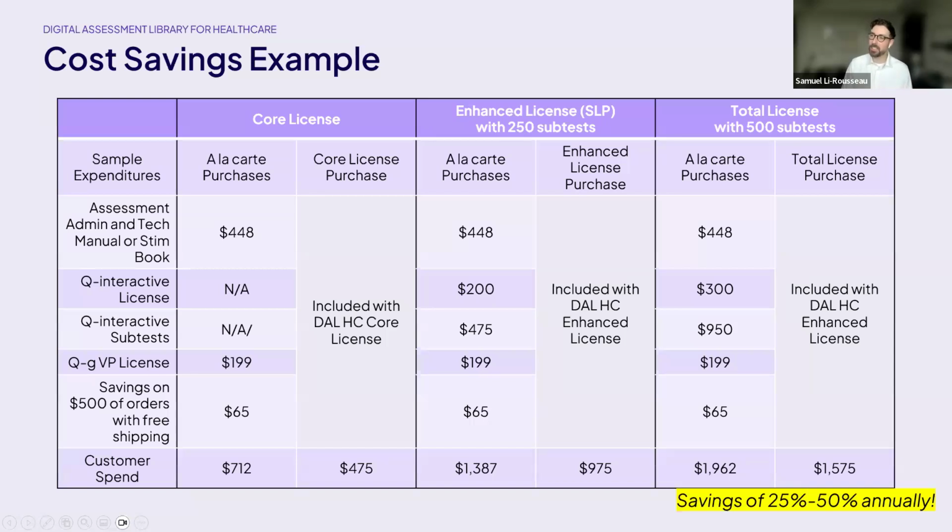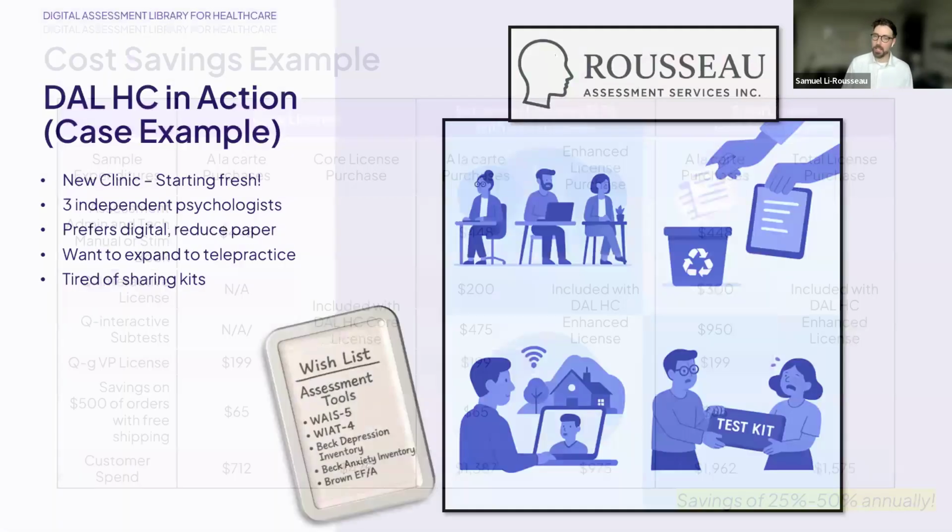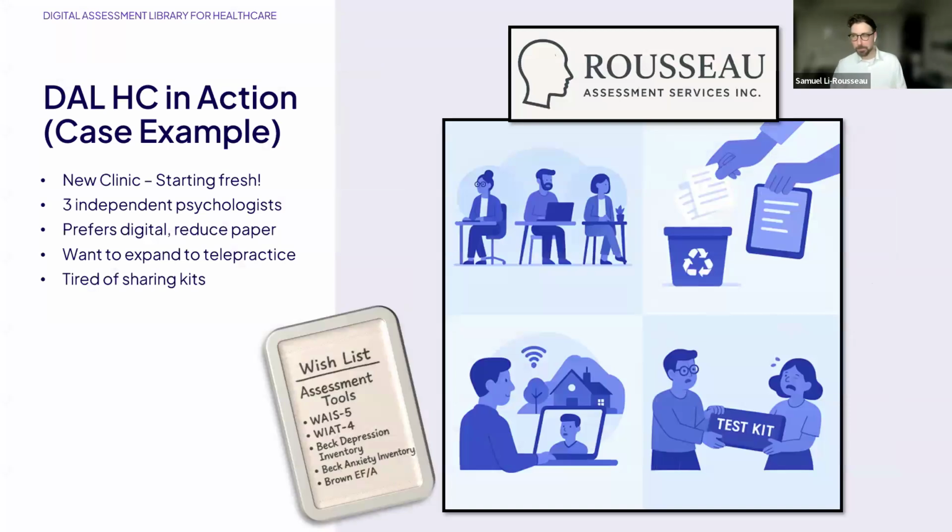Okay, so that was a lot of talking, a lot of numbers. And so what I wanted to do next is actually give you a more practical example. Here we have a made up clinic. I've decided I'm going to open my own clinic called Russo Assessment Services, Inc. So we're starting fresh. We've got 3 independent psychologists working together. We prefer going digital if possible, reducing the use of paper.